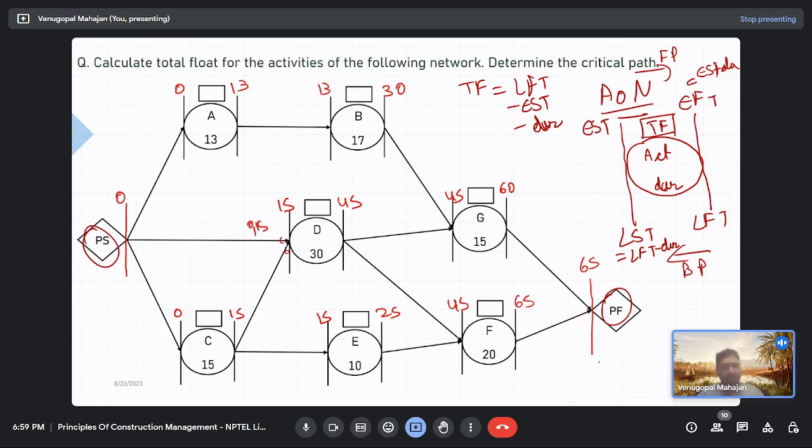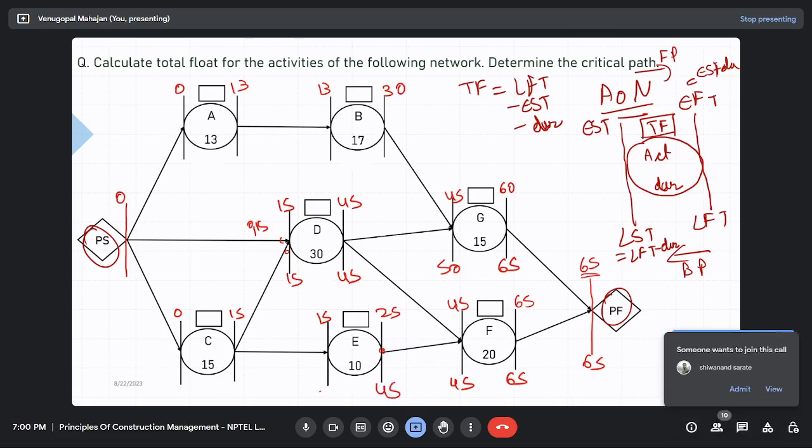Now let's try the same backward pass. You have got no restriction here, right? When the project can finish. So if there is no restriction, we'll take the same 65. So going towards the tail of the arrow, this becomes 65. This is again 65. Subtracting the duration, how much is it? 50. 45. Now two tails here, right? So either it could be 45 or 50. So minimum one, 45. This becomes 15. Similarly from here, only one tail, right? So this becomes 45. 45 minus 10, 35.